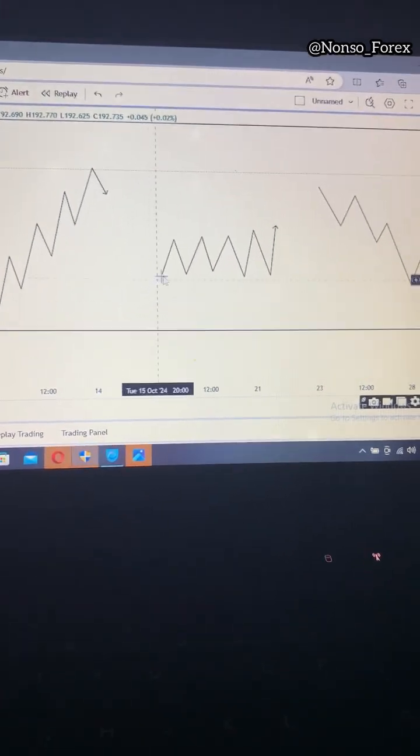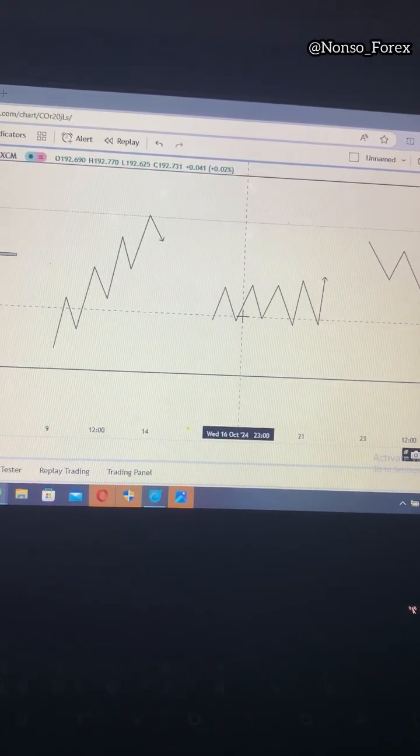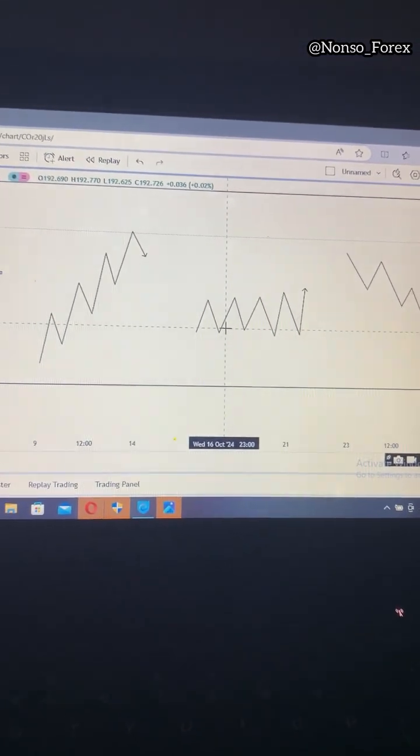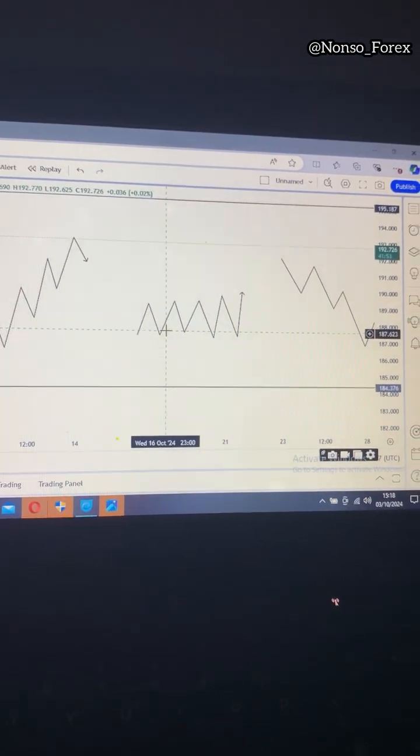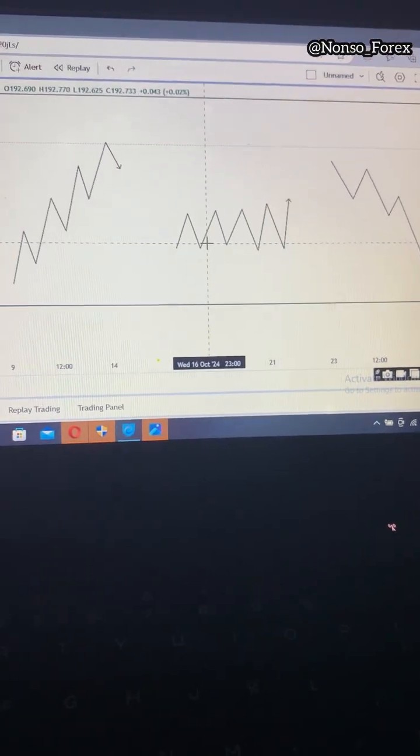In forex trading, we have three major market structures: the bullish market structure, the ranging market structure, and the bearish market structure. Each of these market structures has its own principles or ways of trading it. The way you trade a bullish market structure is quite different from the way you trade a bearish market structure. You understand what I'm saying?